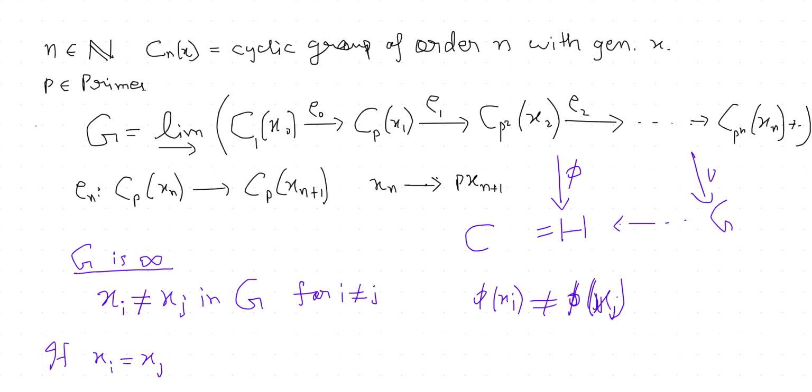C p to the j, xj itself, assuming i less than j, right? And then what should the maps be? The maps will just be these rows themselves and their compositions. Right, yeah. So it will be identity on the ith one and so on.